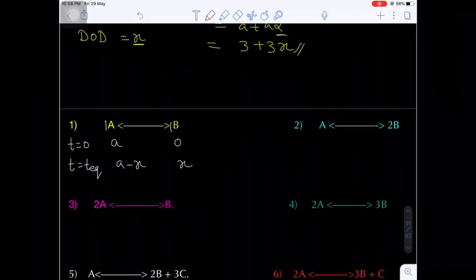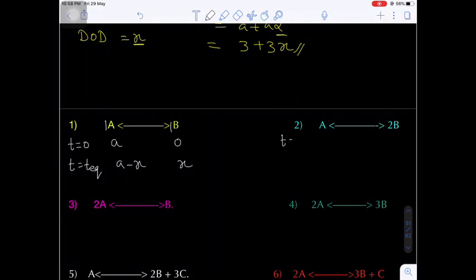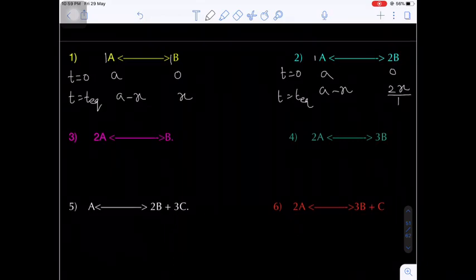Okay, if you want to calculate the total number of moles, you can add. Question number 2: at equilibrium, let's suppose x mole decomposes. Here 2x moles form. What is the stoichiometry of A? 1. So we write 2x by 1. This is the total number of moles present at equilibrium, that is A minus x plus 2x, that is A plus x.